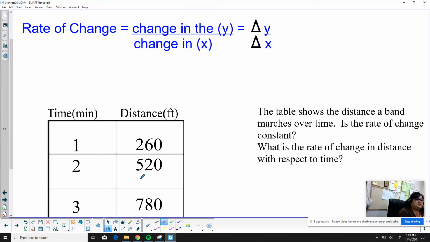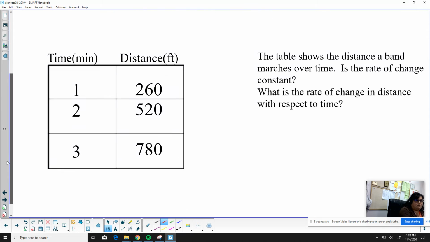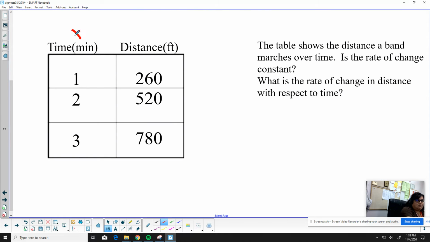So rate of change is another way of asking for slope. If a question asks you to find the rate of change, it's asking you to find the slope. And we do that by looking at the table with the change in y over the change in x, like we did when we were talking about linear or not linear. In a table, the first column is always x and the second column is always y. So if I go down the y column and look for the change, that's plus 260, I think.